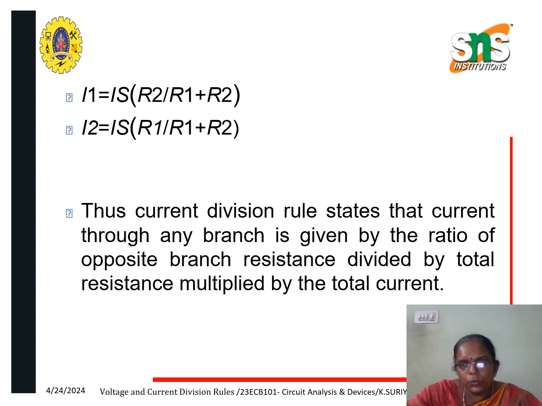Thus, the current division rule states that the current through any branch is given by the ratio of the opposite branch resistance divided by the total resistance, multiplied by the total current value.